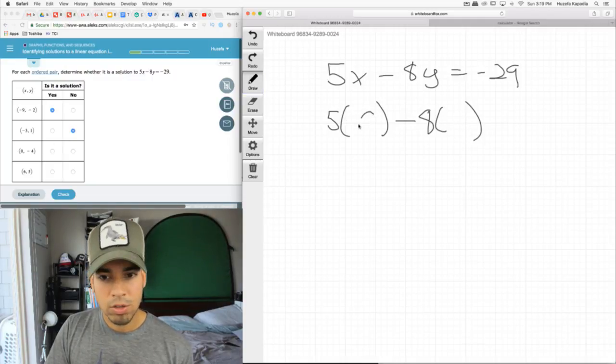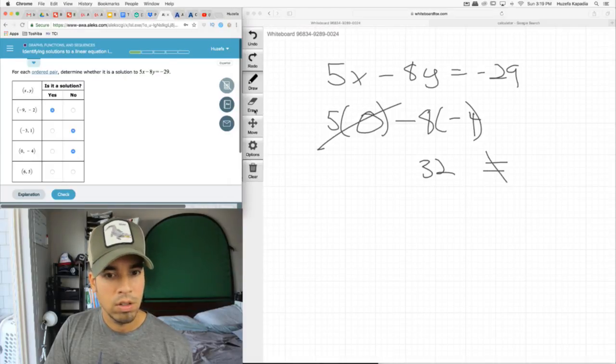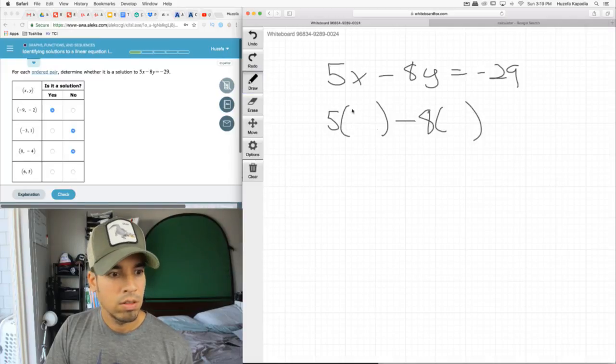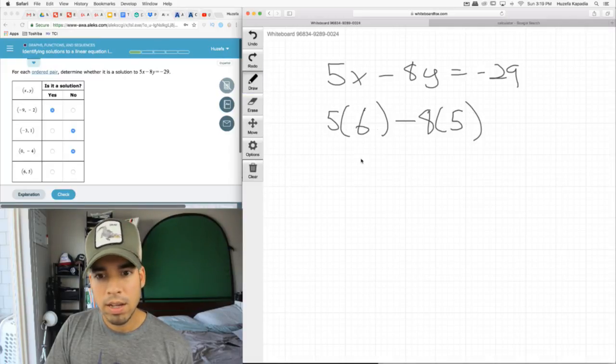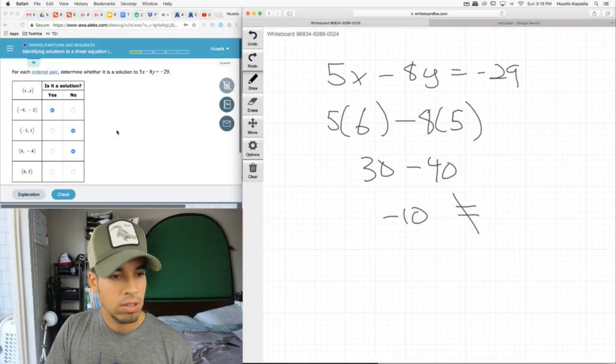Next, let's try 0 and -4. So 5 times 0 goes away. -8 times -4 is positive 32. This is not a solution. Last but not least, 6 and 5. 30 minus, that's 40, equals -10. That's not a solution.